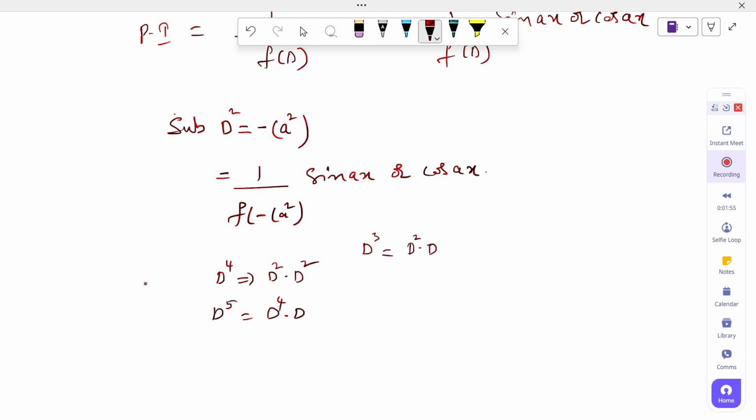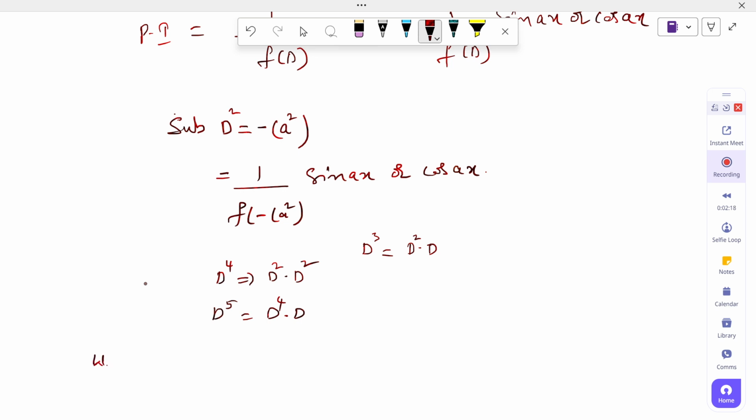We can substitute only for the D square value, we cannot touch the single D, because a single D is going to be imaginary. So in that case you're going to do rationalizing. Rationalizing means you have to multiply and divide with the opposite of the sign for the imaginary term.